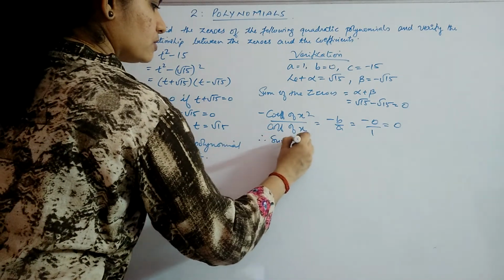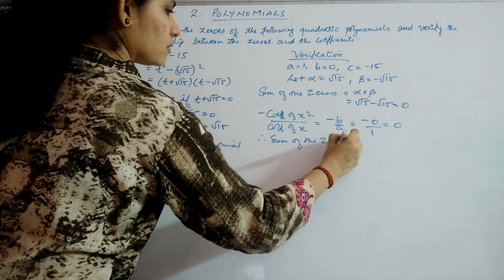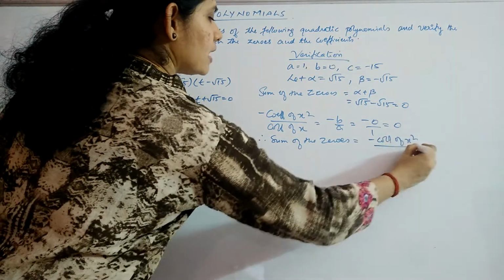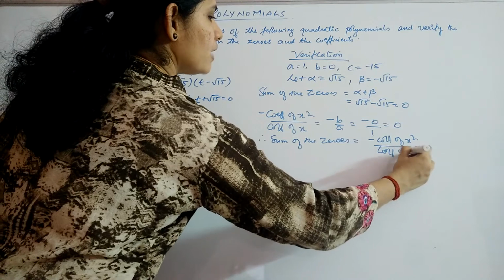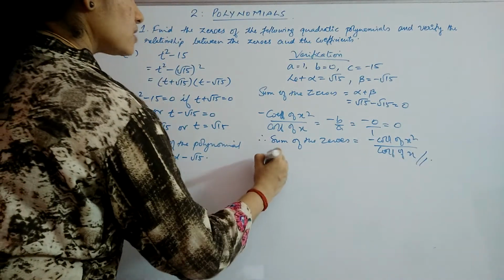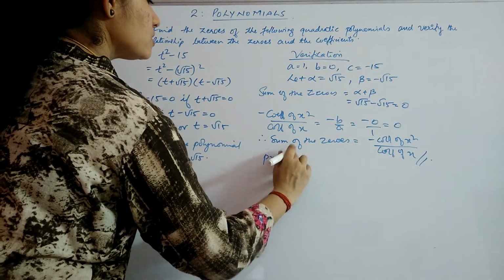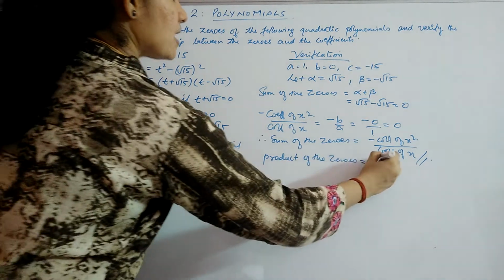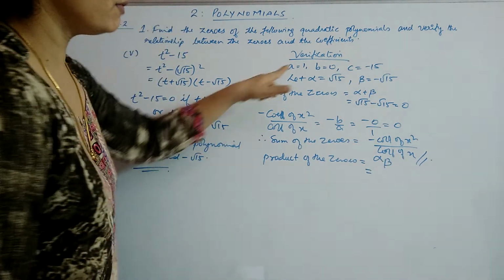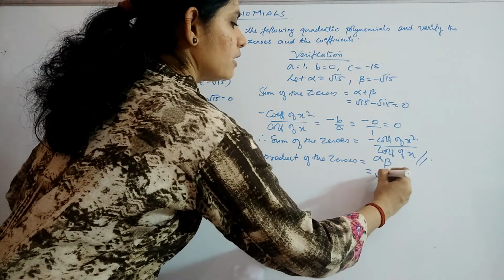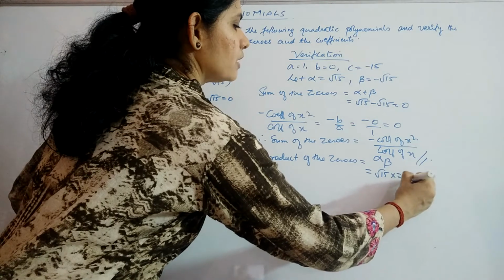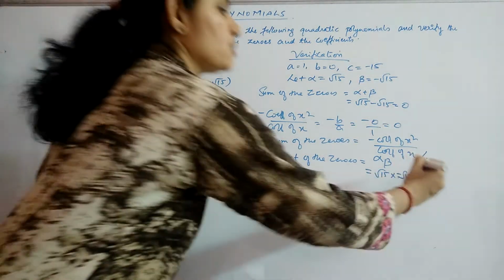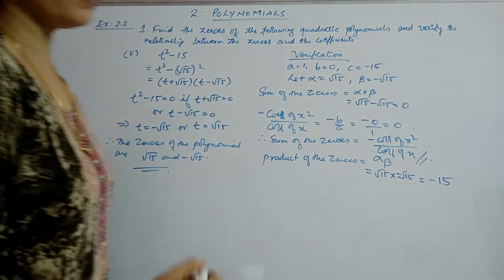Therefore, sum of the zeros is equal to negative coefficient of x divided by coefficient of x square. Next, you have to start with product of the zeros, which is alpha beta, where alpha is your root 15 and beta is your minus root 15. Root 15 into root 15 will give you 15 and minus into plus is minus. So you have minus 15 as your product.